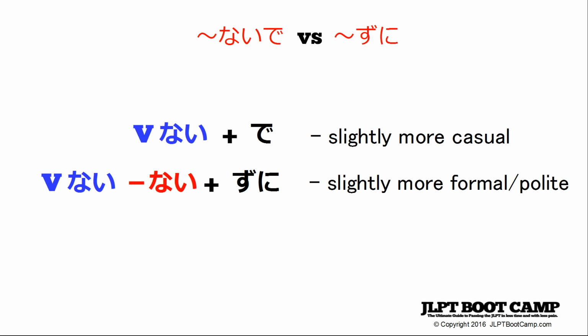So you could say something like, sawanaide kudasai, don't touch this, or tabenaide kudasai, don't eat this food. You can only use naide, of course, for that structure. Whereas zu ni you can't use that way. You would have to use it in part of a sentence with two verbs. So first verb zu ni, and then some other verb after it. So that's basically the two differences between these two structures.